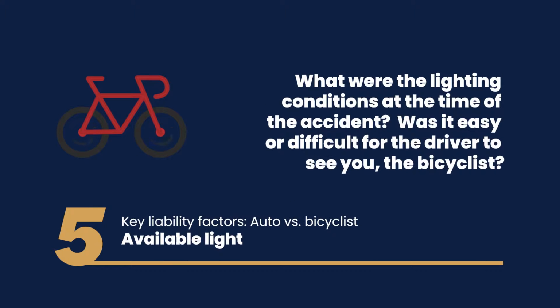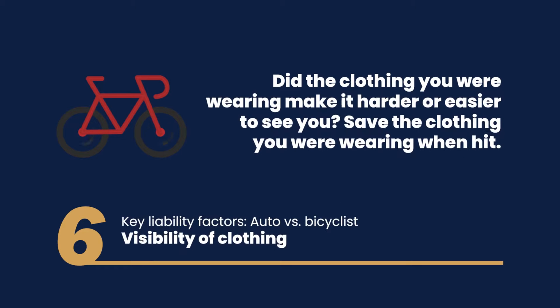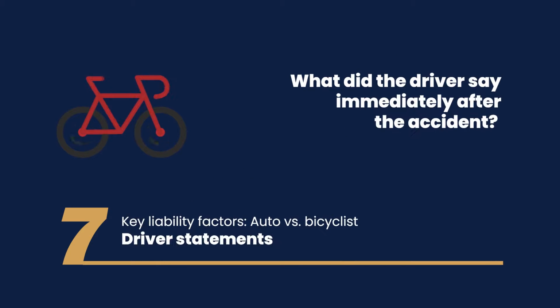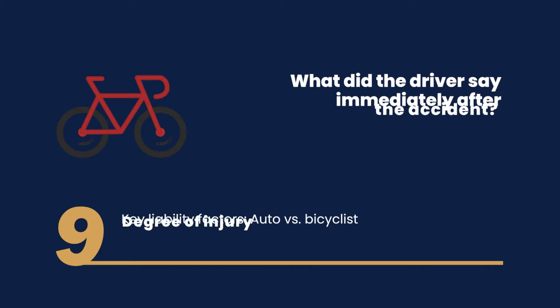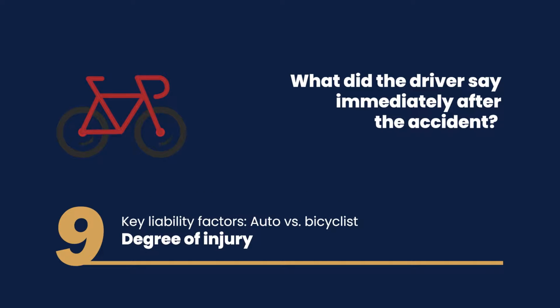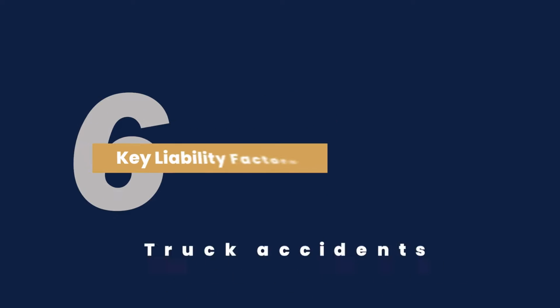Designated riding area for the bicyclist, reckless riding, safety equipment worn, police assessment of liability, available light at the scene at the time of the accident, visibility of clothing on the bicyclist, driver, bicyclist, and other witness statements, and degree of injury to the bicyclist. Number 6 is truck accidents.